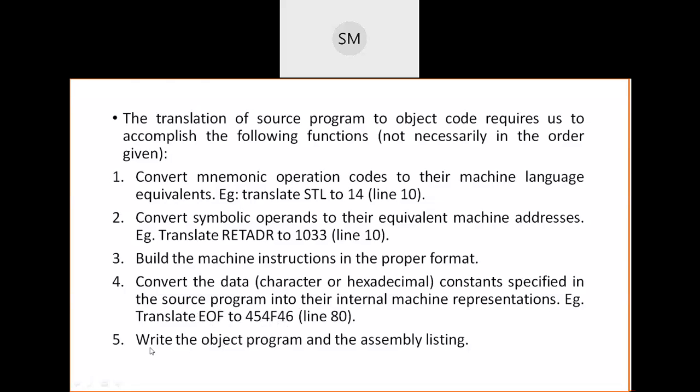Clear? Now, the last step that we have to do, the step that is remaining now: write the object program and assembly listing. It means that now we have to write the correct, proper object program. There is a list of object codes in your program, and all those object codes we have to arrange in a proper way. That is nothing but the assembly listing. This fifth step is what we are going to study today. The first four steps we have already studied.